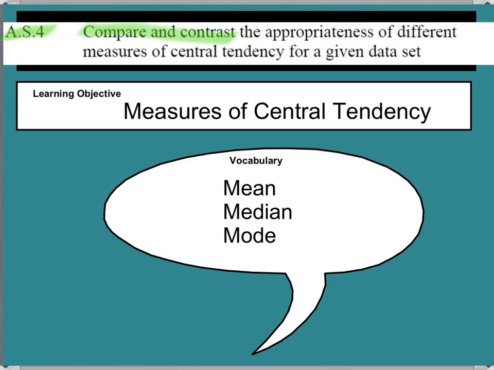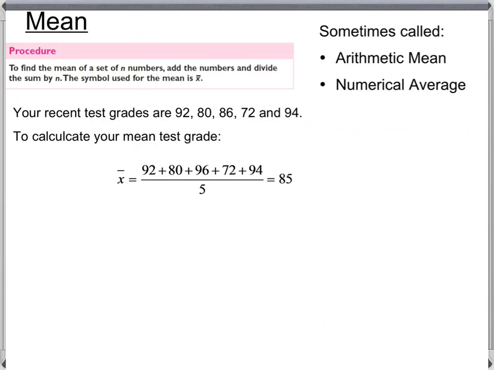So we are going to have a set of data. We're going to look at it. We're going to get the 3 measures of central tendency, and then we're going to talk about which ones may or may not be appropriate. Okay, so the first thing is let's recall what we mean by mean.